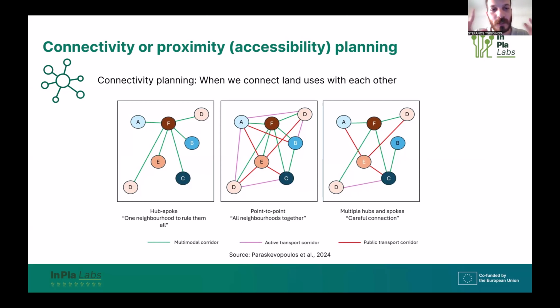So connectivity is about connecting, and we can see here some different scenarios of connecting land uses with each other. For example, hub and spoke, we have one neighborhood or one center or one public transport station to rule them, or let's say to connect all the others to that one. Or we can see the point to point, which entails all the neighborhoods that are connected together.